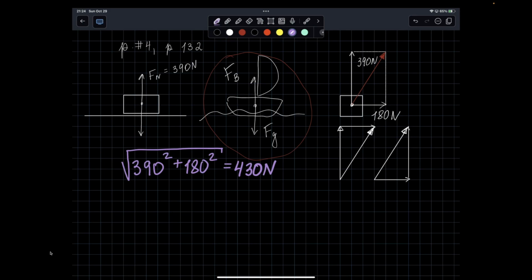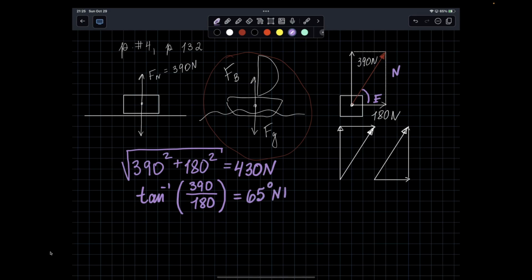Now, that is just the magnitude of the force. We also need to know the direction. Again, if I look at this triangle right here, this is north and this is east. So I take the inverse tangent and go north over east, which gives me 390 over 180. Since I'm going north over east, my angle is north of east. I end up with 65.2, so I can round it to 65 degrees north of east.